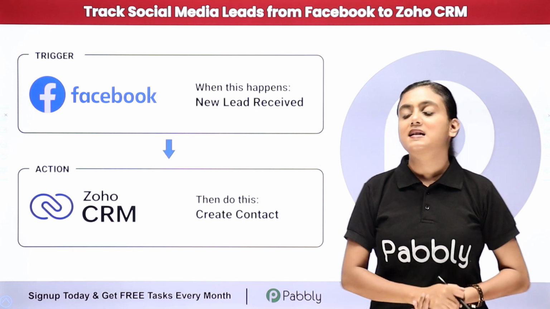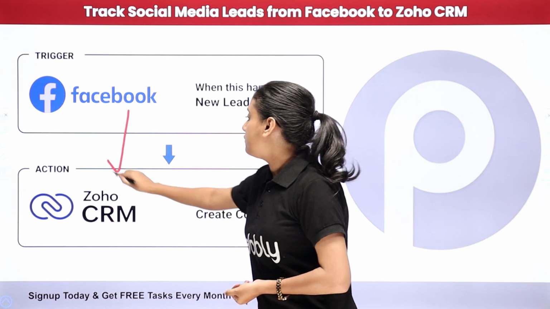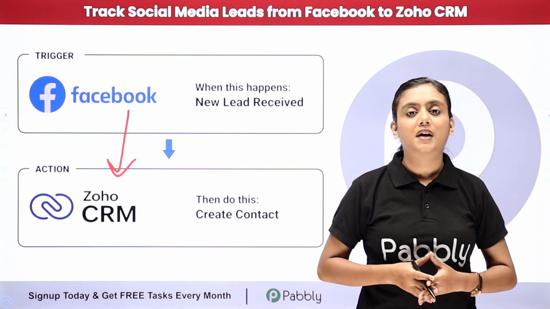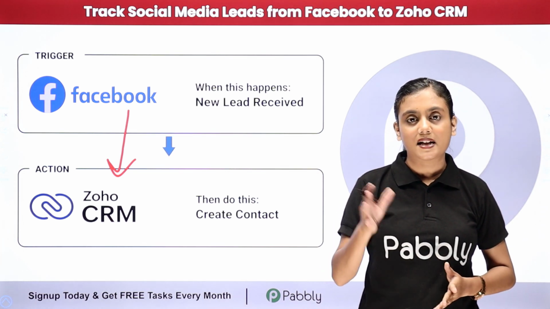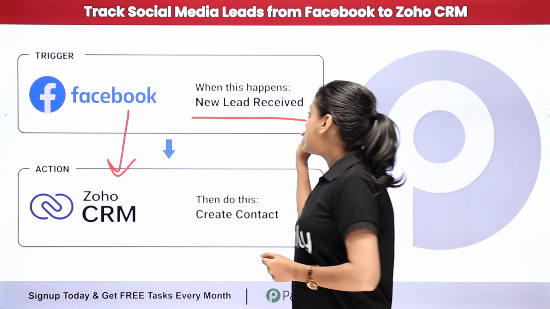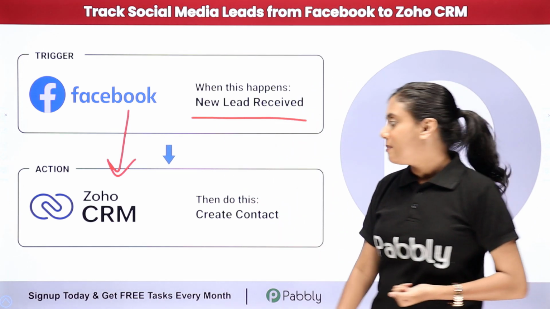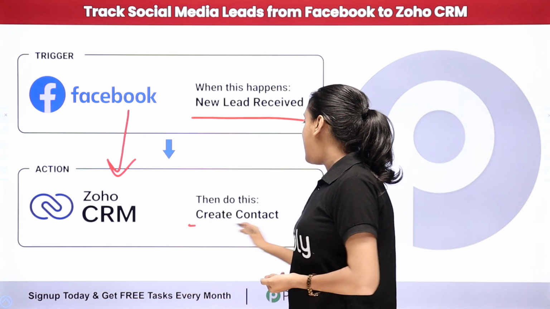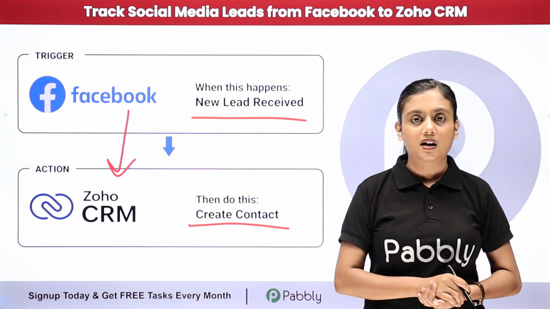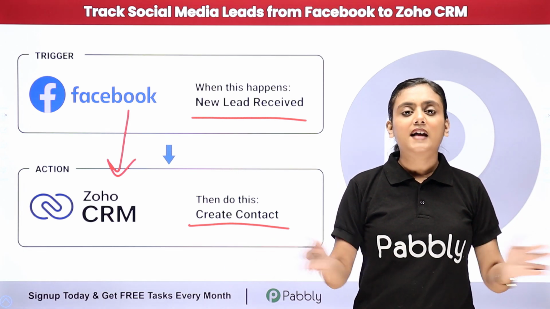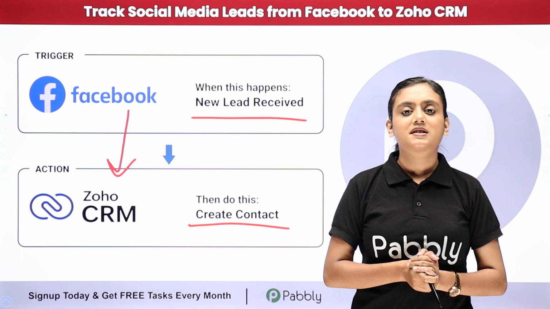So to automate this entire process, I have built a connection between Facebook lead ads and Zoho CRM without need of any coding and programming skills using Pabbly Connect. Now, whenever a new lead is generated by potential customers or clients using Facebook lead ads, automatically that lead is going to be created as a contact in my Zoho CRM account. So now we want to learn the entire process step by step. For that, I'm going to take you towards my screen.